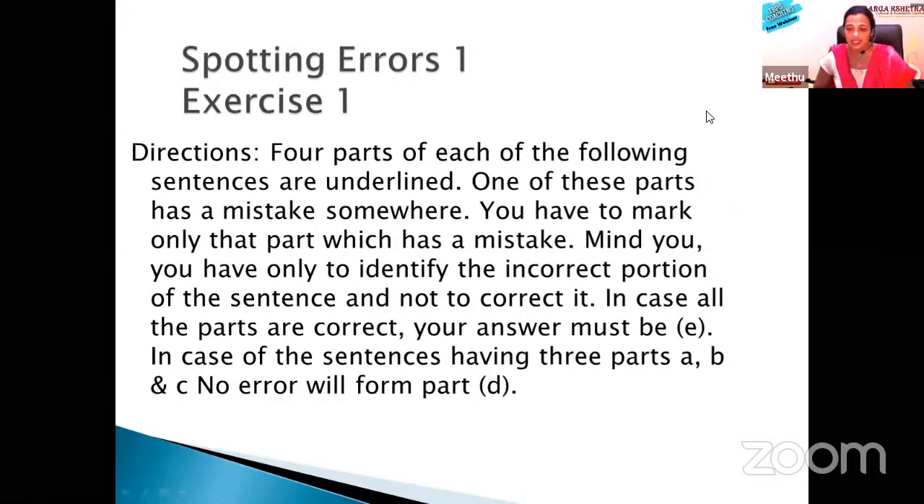In case the sentence has three parts, that is A, B, C. Okay, we'll move on to the question, then you will understand.